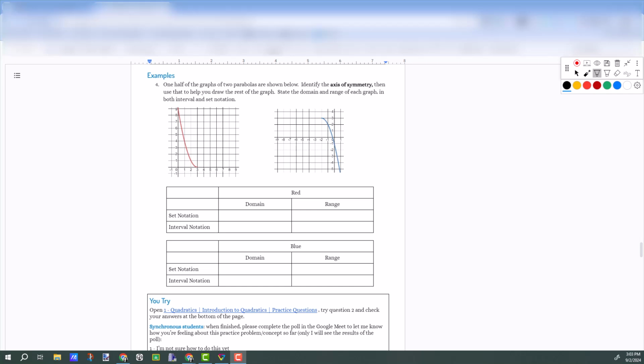All right, let's move on to example 4. Half of the graphs of two parabolas are shown below. Identify the axis of symmetry, then use that to help you draw the rest of the graph. State the domain and range of each graph in both interval and set notation. Well, the first thing is it says identify the axis of symmetry. So let me pull out some extra tools here.